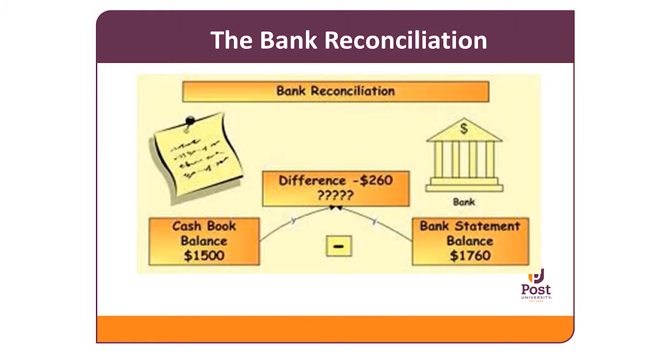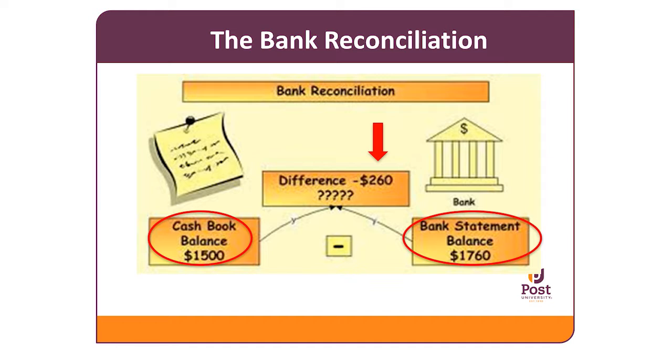Differences are explained. For example, your ledger account could show $1,500, and your bank statement could show $1,760. The cause of the difference of $260 could be a variety of reasons.